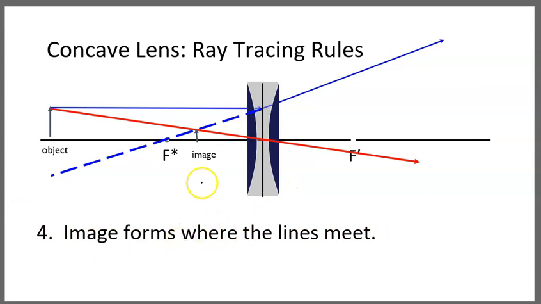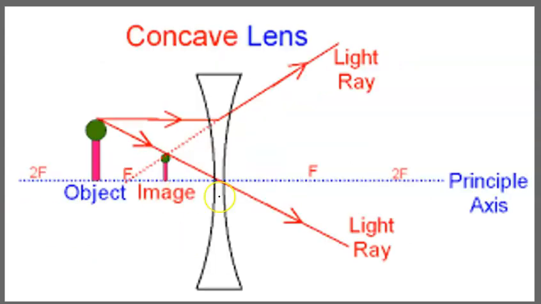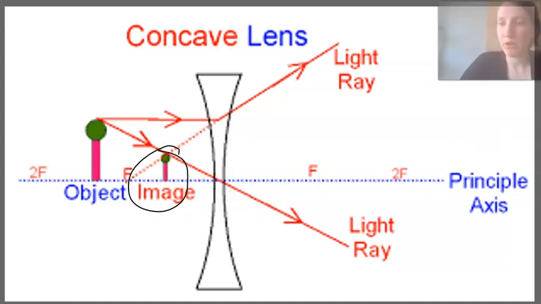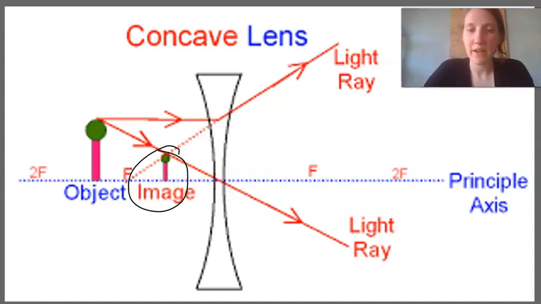And that's what we have. Smaller, virtual, upright. Again, with a concave lens you will always get that. It is just like a convex mirror. A concave lens is like a convex mirror. You'll always get a smaller, upright, virtual image.